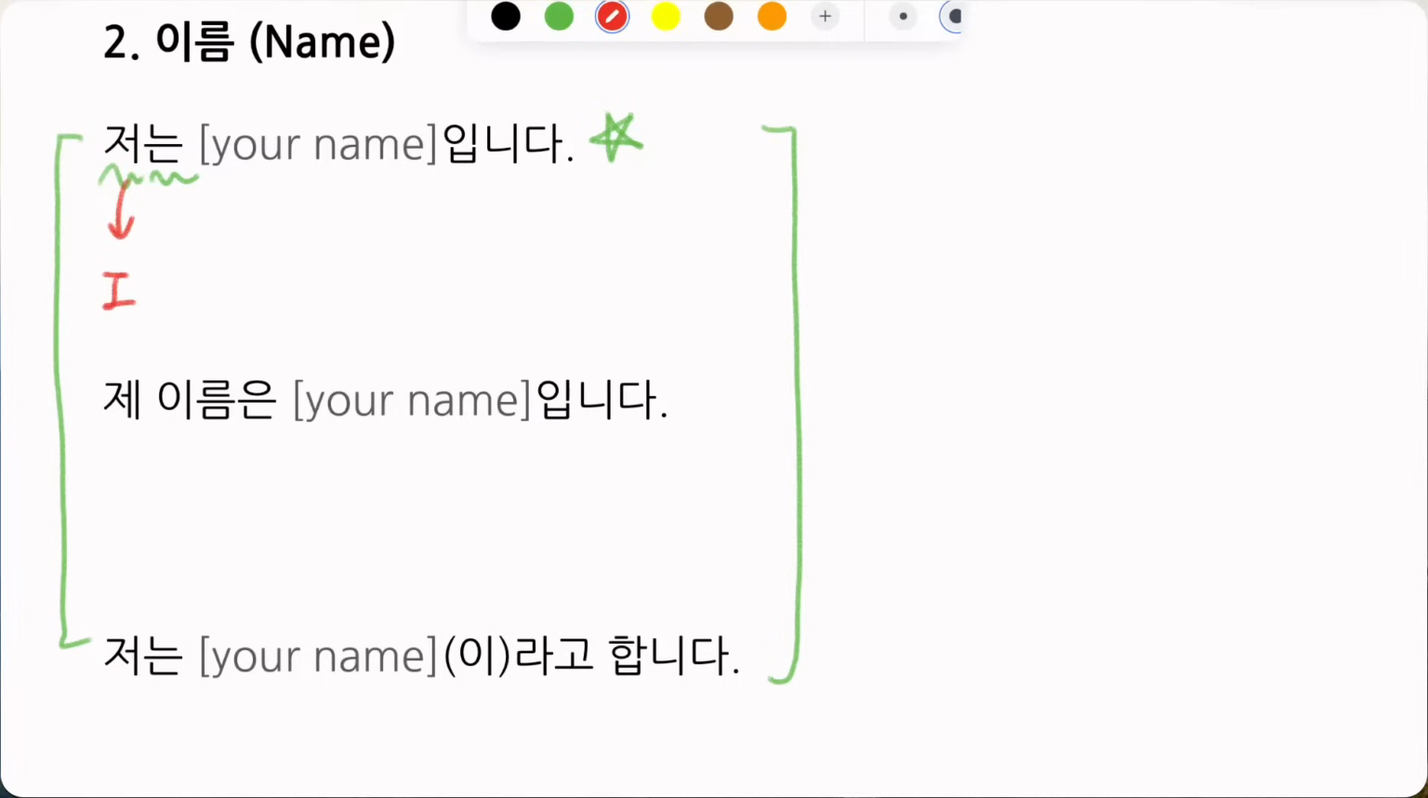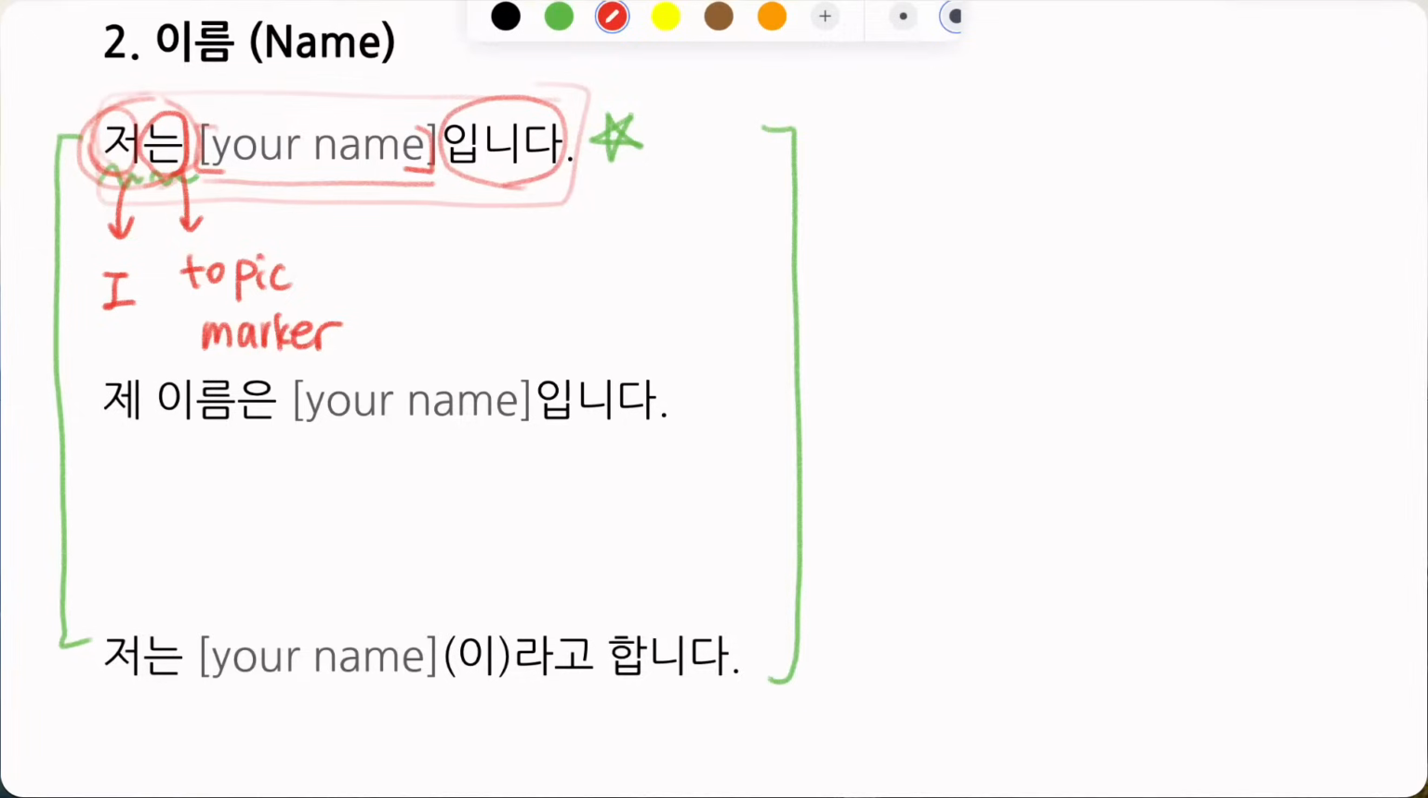저 means I, and 는 is a topic marking particle. So in this sentence, when you're introducing yourself, I am the topic, right? So this is the topic marker. So 저는 literally means as for me. As for me, 저는, and you put your name and then you add 입니다.